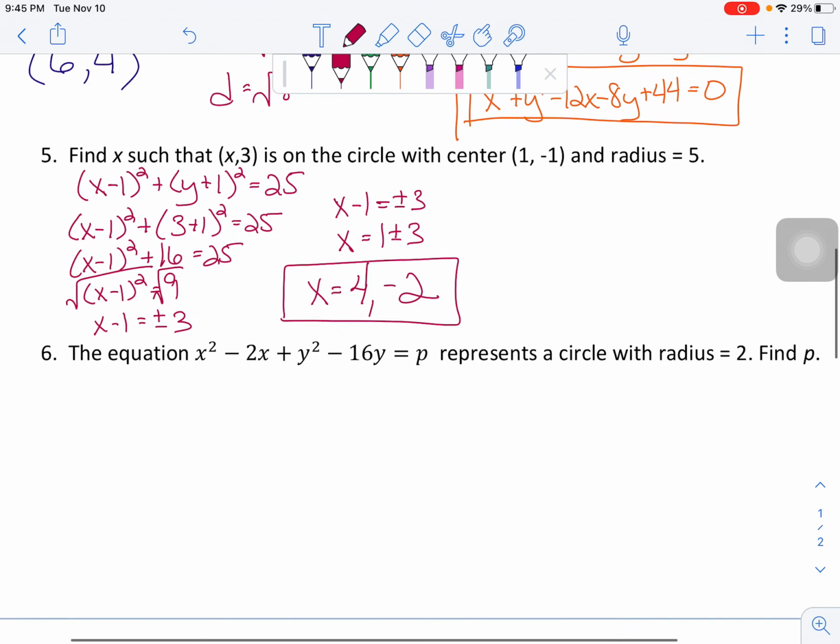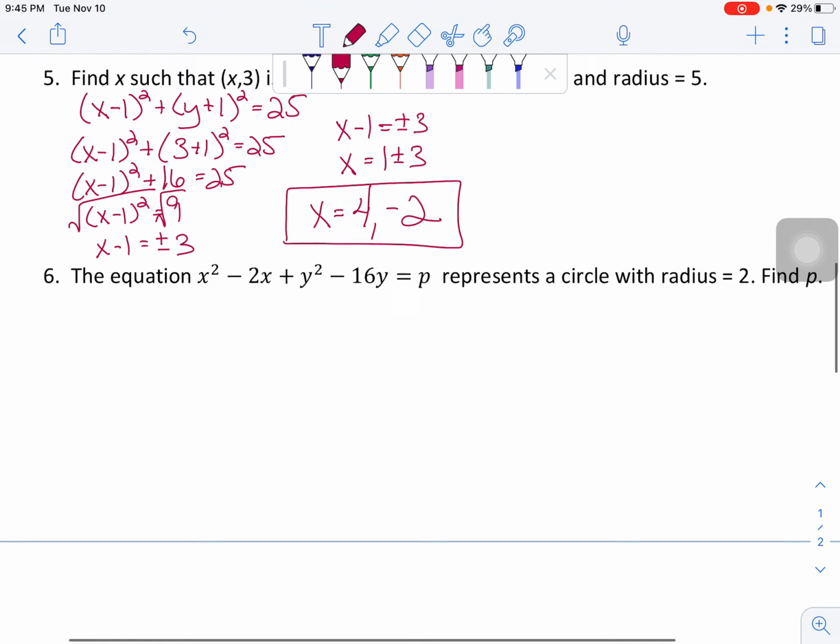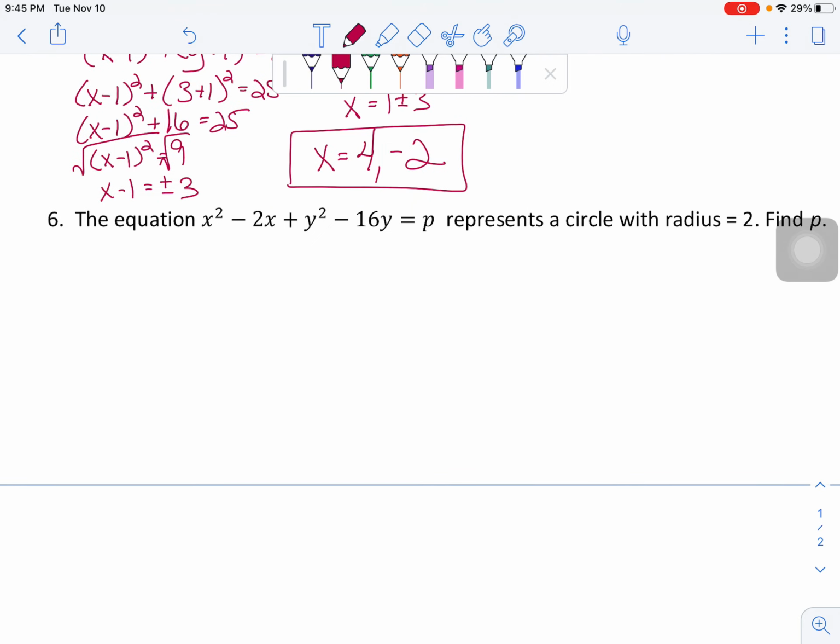All right, so problem number 5 we're good on. Let's talk about problem number 6. All right, that equation, x squared minus 2x plus y squared minus 16y is equal to p, represents a circle with a radius of 2. Find p. All right, so what I want to do is take that equation and turn it into standard form, and then from standard form, I'll be able to deal with the fact that we know the radius is 2.